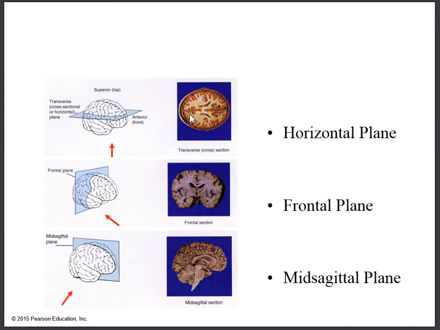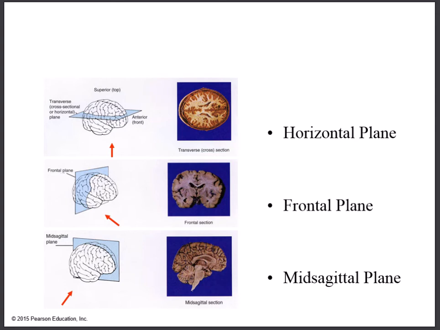Take that same brain, but cut it so that there's an anterior and posterior portion. Here's the plane going through. This is the frontal plane or the coronal plane. Again, we can see the white and the gray matter, but it looks different than the picture above. All right, so same brain giving us a different perspective.